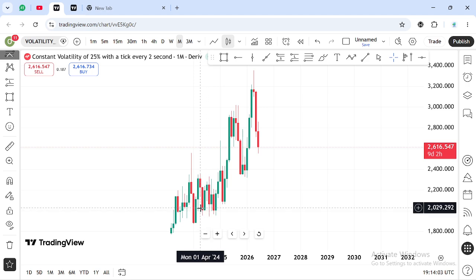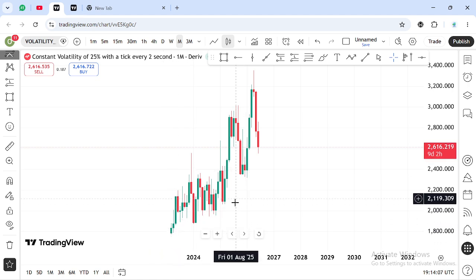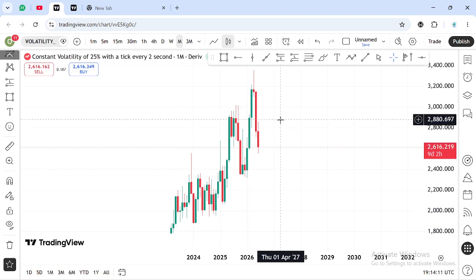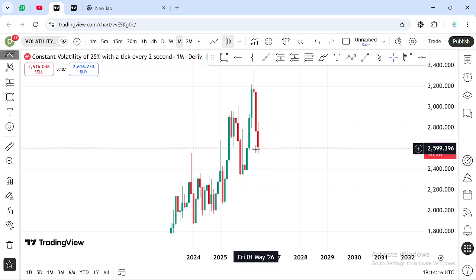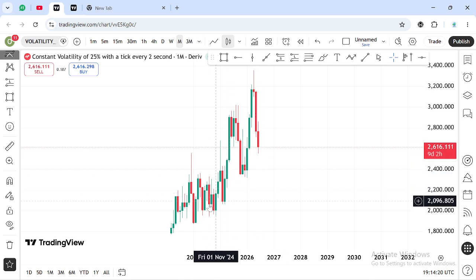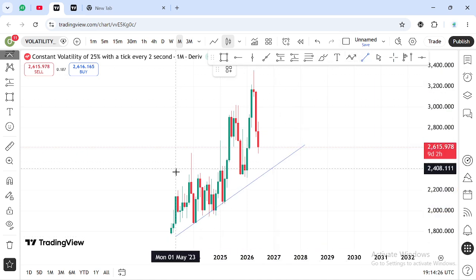So the first thing we do is we look at the chart and then we ask ourselves a question. What kind of a trend is this? What kind of character is this? Without any further explanation, you all know it is an uptrend. So we are currently in an uptrend.